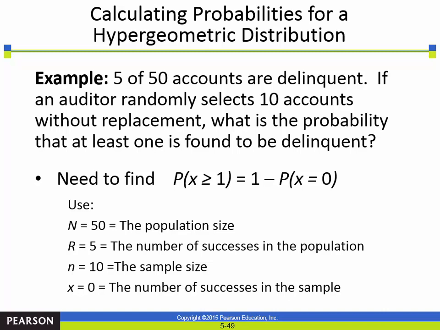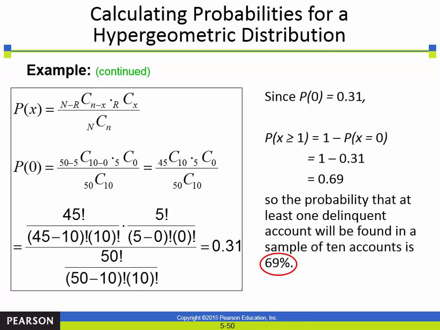So they do give us an example. 5 of 50 accounts are delinquent. If the auditor randomly selects 10 accounts without replacement, what is the probability that at least one is found to be delinquent? We need to find P(X >= 1) = 1 - P(X = 0). We have all the information there. We can plug it all in. It's doable, but not pleasant.